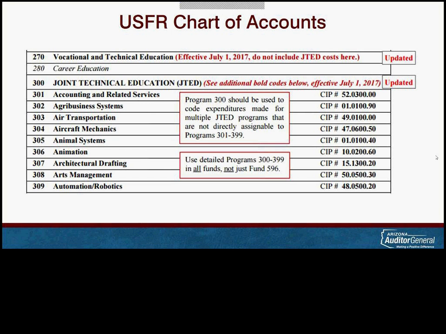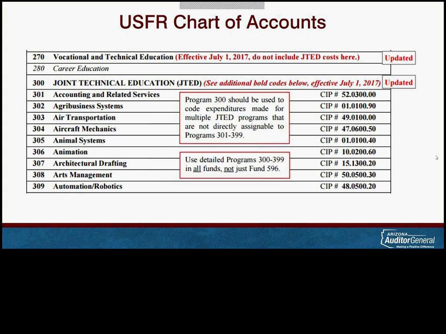Now, from time to time, programs may need to be added to or removed from the list. However, we don't intend to move any programs to a different code. We also include a range from 380 to 399 for districts to assign program codes for local occupational need programs. If your JTED has a local program, the JTED and all its members should assign and use the same program codes for those JTED programs.